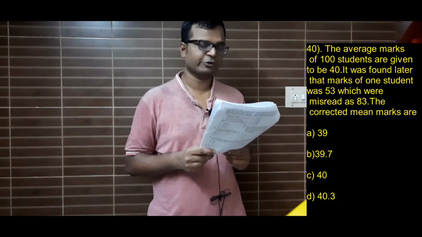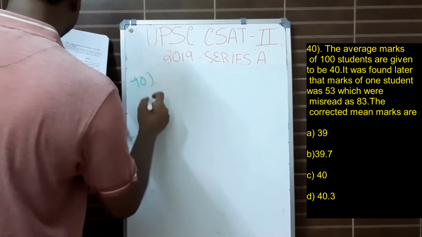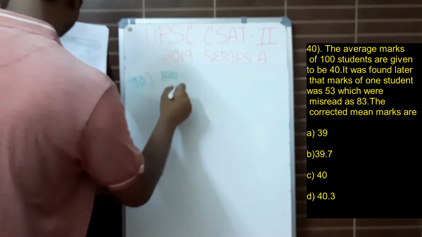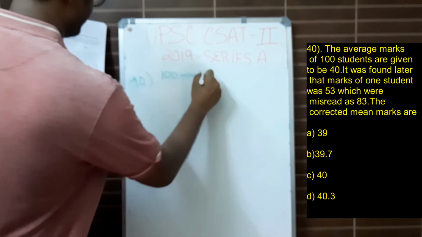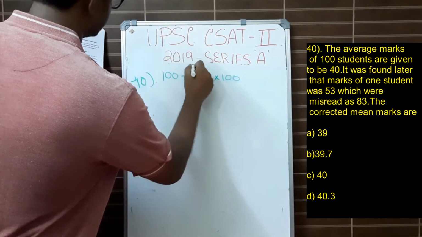It was found later that marks of one of the students were 53, which were misread as 83. The corrected mean marks are option A 39, option B 39.7, option C 40, or option D 40.3. In the 40th question, they have the data of average marks of 100 students, and it was found to be 40. Fine, 40 is the average, so the total should be 40 into 100.